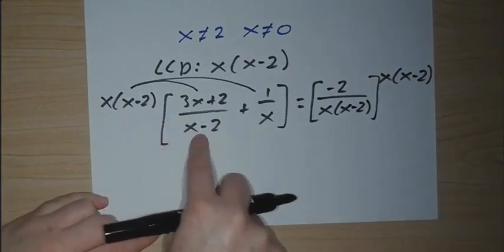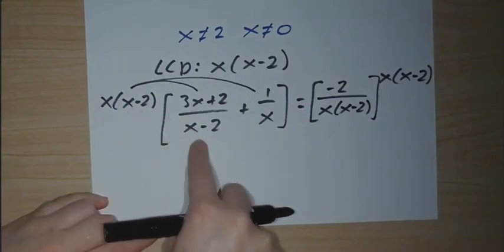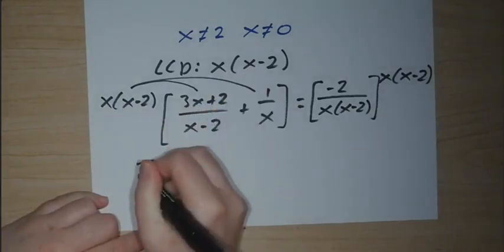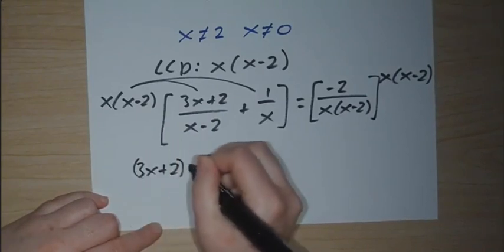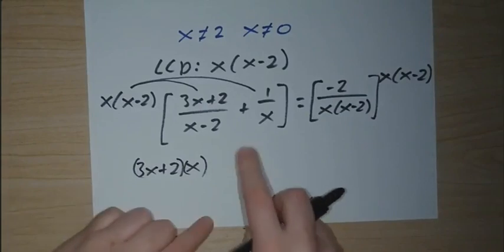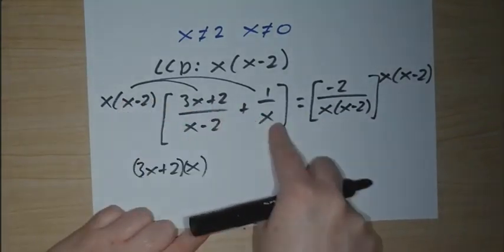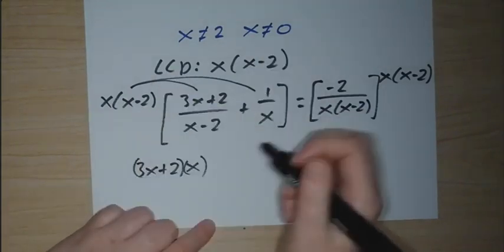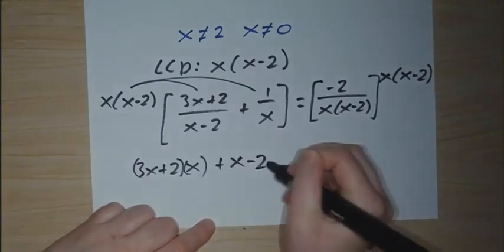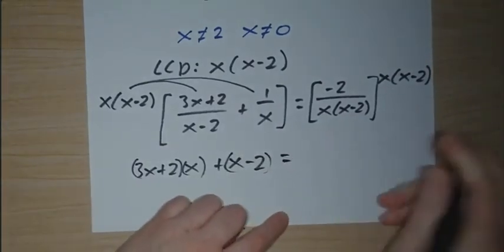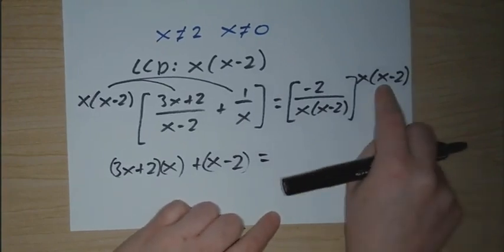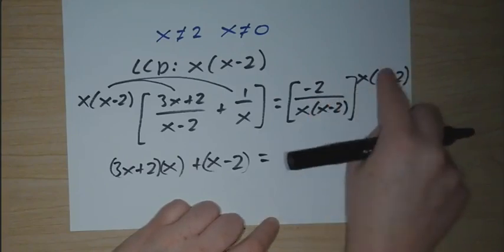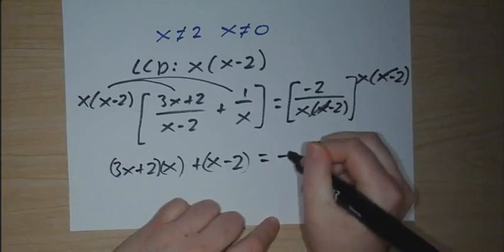For this first term, we'll notice that this x minus 2 will be on the top and the bottom, so it'll cancel. So essentially we're just multiplying x by 3x plus 2. So you have 3x plus 2 times x. For this second term, when we multiply it by the LCD, the x's will cancel. So we're multiplying this 1 by x minus 2, which is just going to be x minus 2. On the right side of the equation, we notice that the LCD is the same as the denominator here, so they're just going to cancel. So it's just going to equal negative 2.